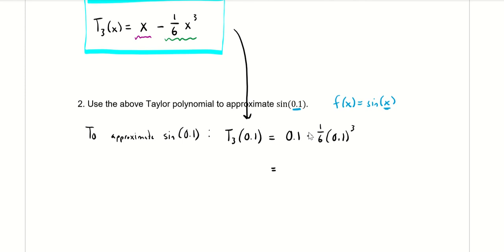Now I used a calculator to calculate this out, but just to show you what this number is so we can compare it to this actual sine calculation, if we were to use a calculator or something to figure out this value, we would get 0.099833333 repeating. That's my approximate value of the sine of 0.01, or sorry, the sine of 0.1.